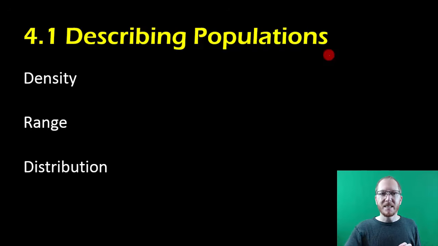So we've got density, which is essentially how tightly packed they are together. We've got range, which is essentially where you find them, where they live. And distribution, which is, if we look at an area where they are living, how are they packed together? Are they all kind of smushed together in one spot? Are they evenly spread out? So distribution is how they're dispersed, how they're located within their range.